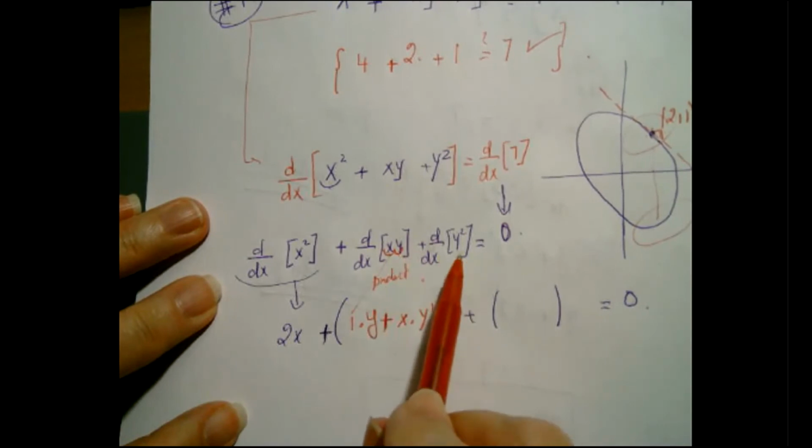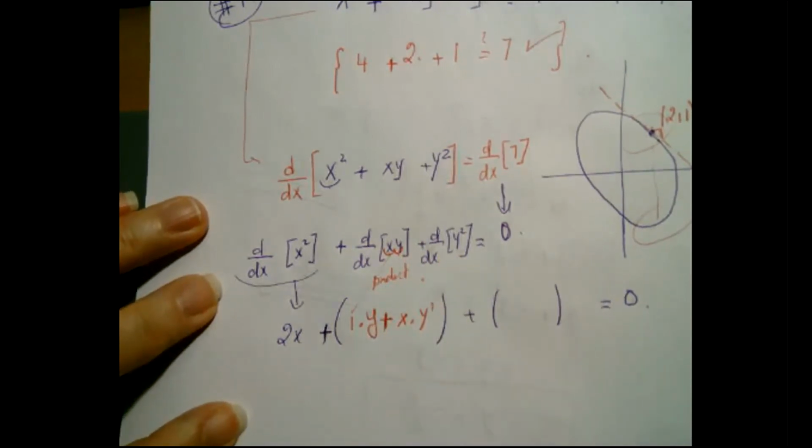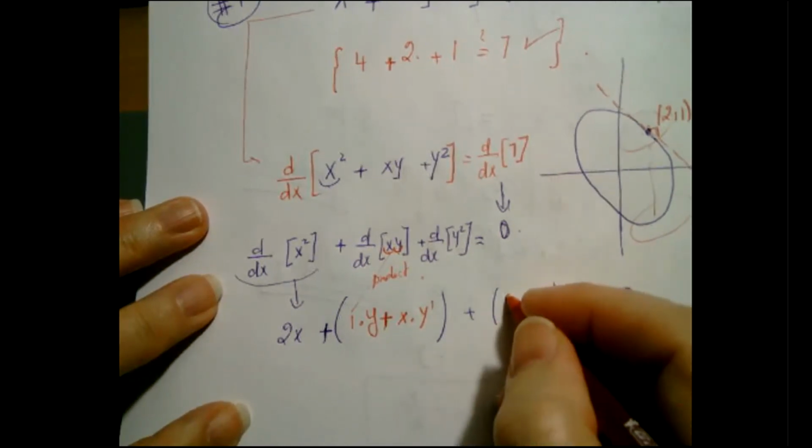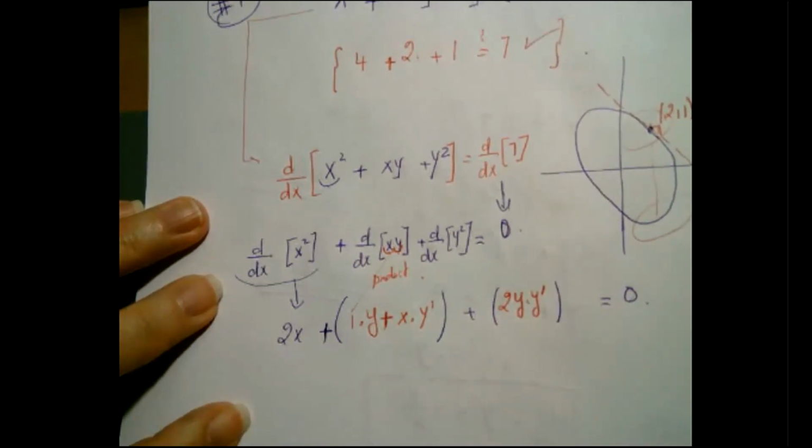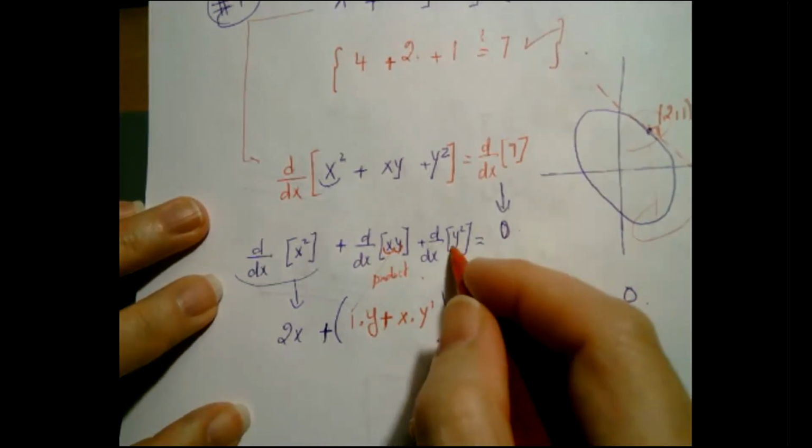Plus, what's the derivative of y squared? All of you. 2y. 2. When I'm silent, it means I don't like the answer. What's the derivative of y squared? 2 times y prime. Absolutely. It's 2y prime.